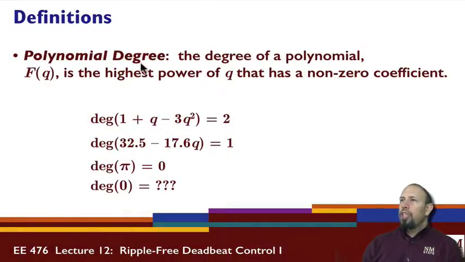So, polynomial degree. The degree of a polynomial is the highest power of q with a non-zero coefficient. So the degree of this polynomial, for example, is 2. The degree of this polynomial is 1. The degree of this constant is just 0. What's the degree of 0? I'll let you ponder that. If the degree of a constant is 0, then what's the degree of 0? It's actually kind of tricky.